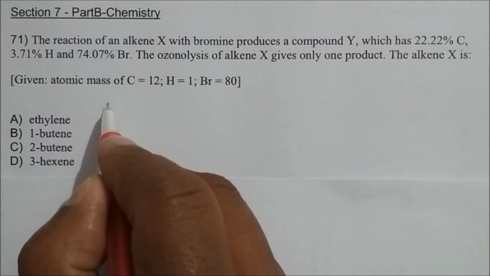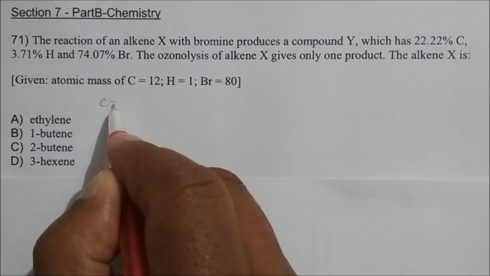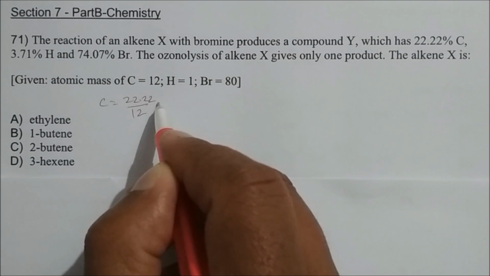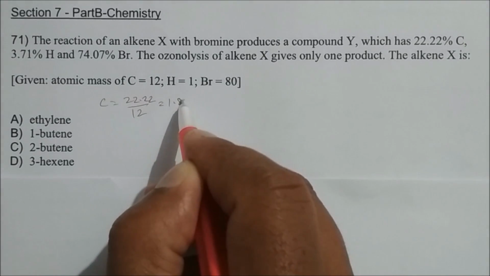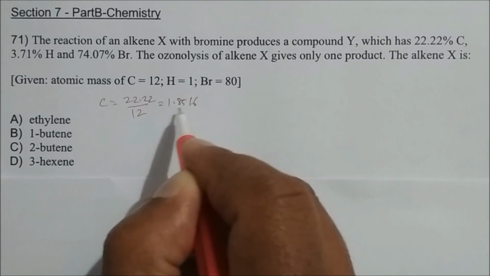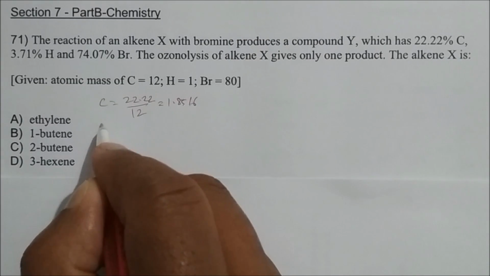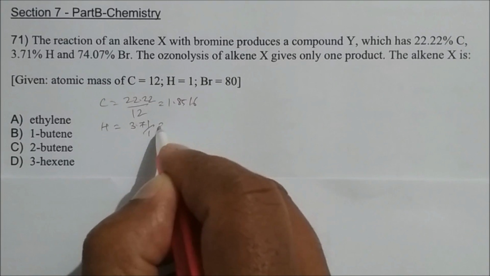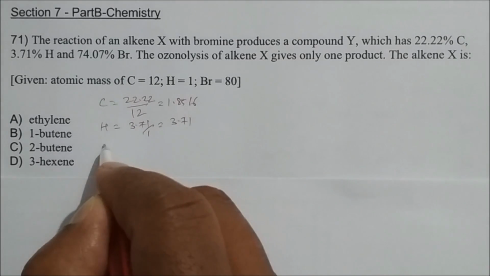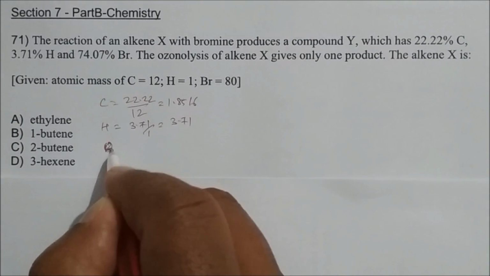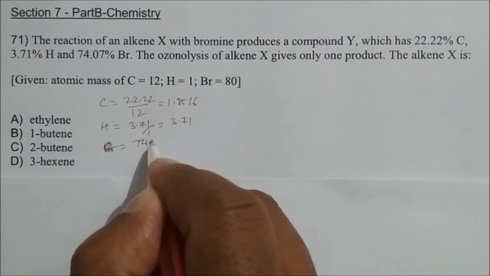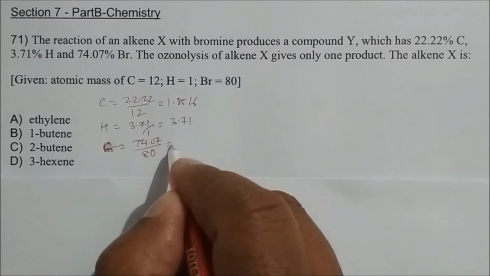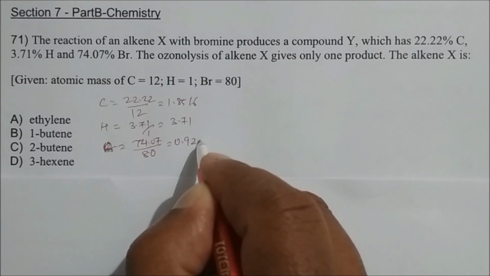For carbon, what is the percentage? Carbon is 22.22, and you divide by 12. On dividing by 12, you will get 1.8516. I have already calculated this. Similarly for hydrogen, it is 3.71, and molar mass is 1, so again it will be 3.71. And for Br, it will be 74.07, and again divide by 80, the molar mass. If you solve it, you will get 0.9258.